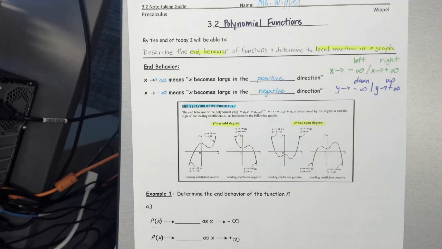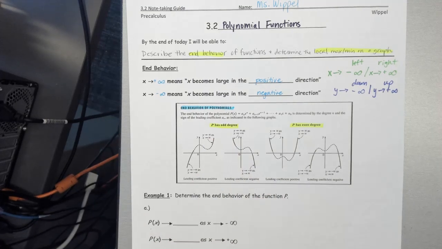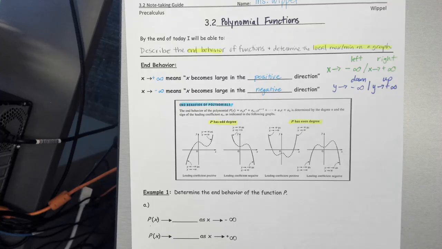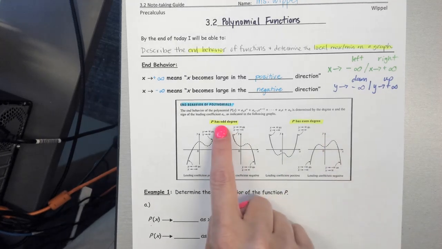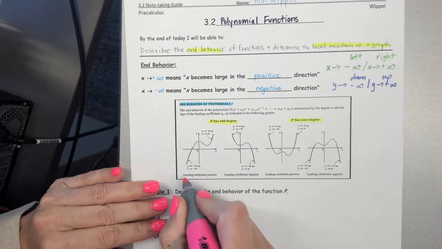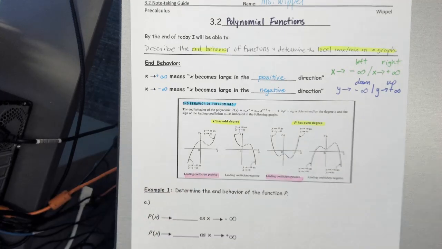And then you're going to describe the end behavior. So you did this on your preview worksheet where you were looking at the graph and then you wrote it. You are also going to have to be able to do this without a graph. And in order to do that, you just have to know the degree and you have to know the leading coefficient.